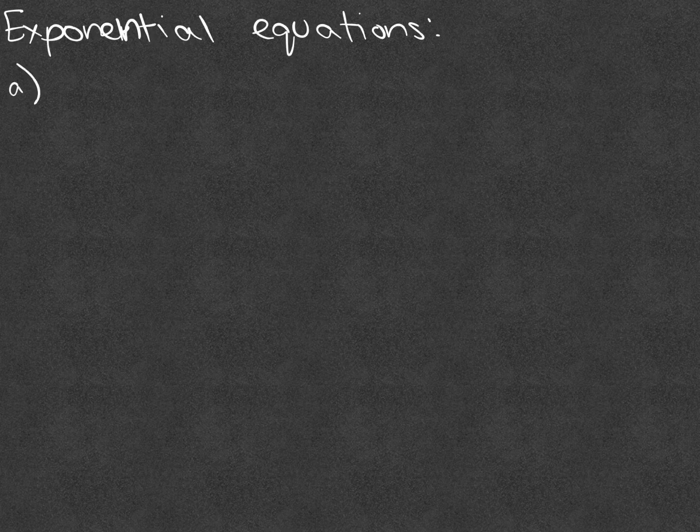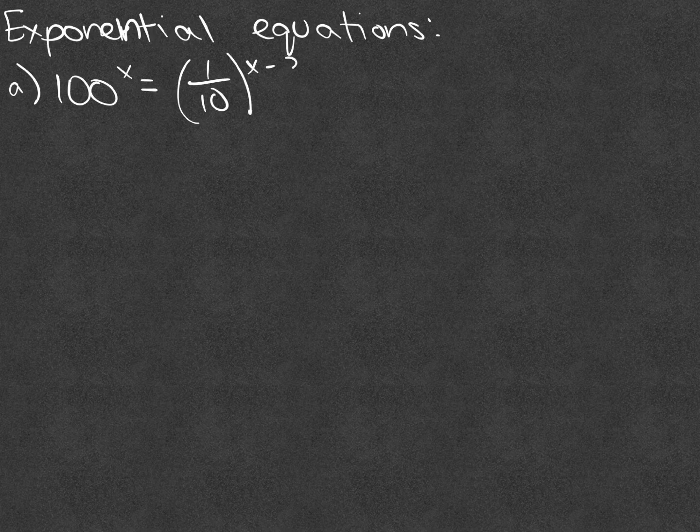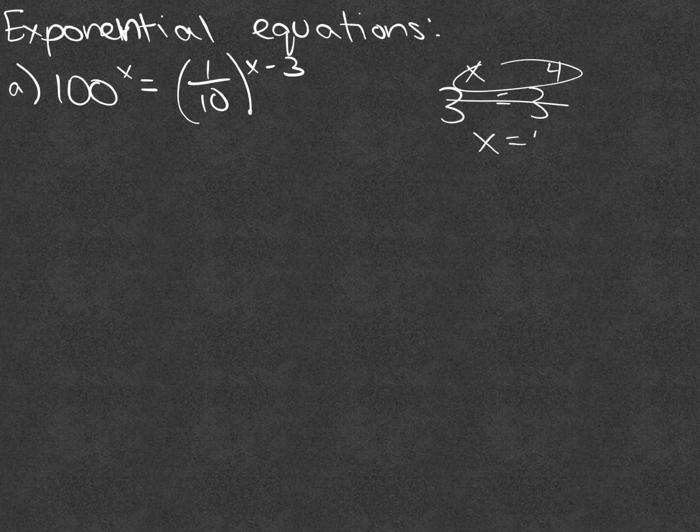All right, for A, we see that we have 100 to the x power is equivalent to 1/10 raised to the x minus 3 power. Now, the core concept that you've seen in the prior slide, that property of equality for exponential functions, means that if we change it to the same base, say we have the same base of 3, we can go ahead and cancel that base out and just look at x equals 4.